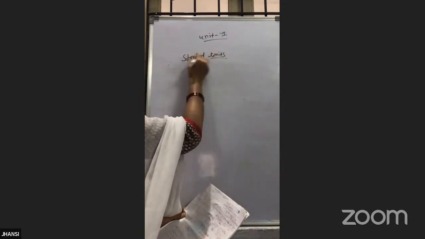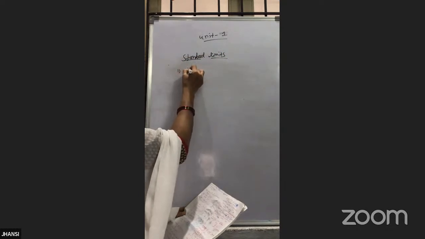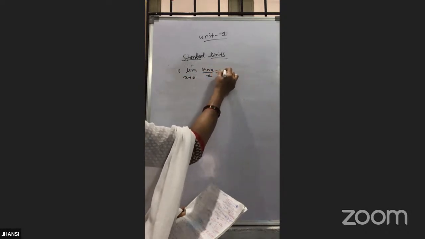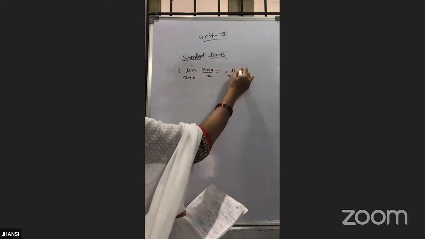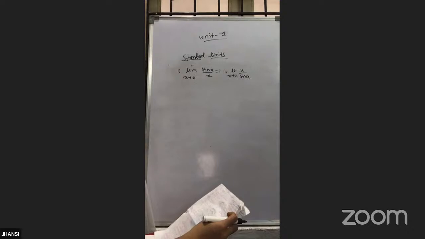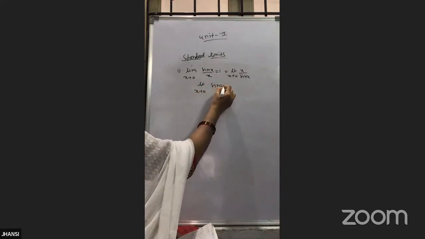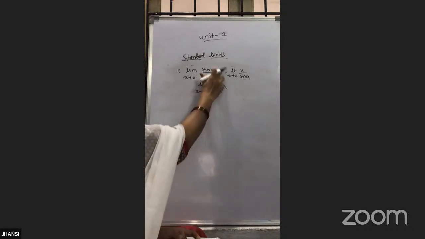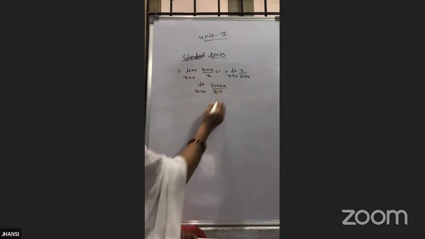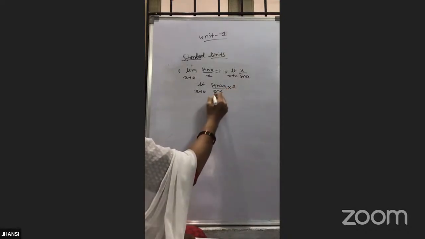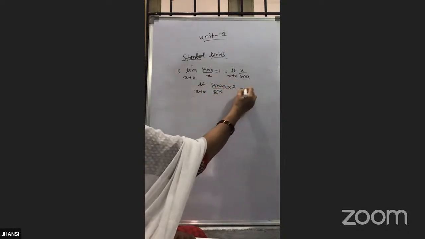Standard limits. The first one is limit x tends to 0, sin x by x equals 1. This is also equal to limit x tends to 0, x by sin x. If it is reversed, that value is also 1 only. In some problems, if limit x tends to 0, sin 2x by x is given, then to make this value 1, multiply with 2 and divide with 2. The 2 will get cancelled and it will be in the same form. Then you will get the answer as 2 here.